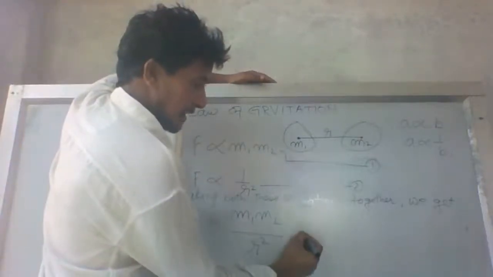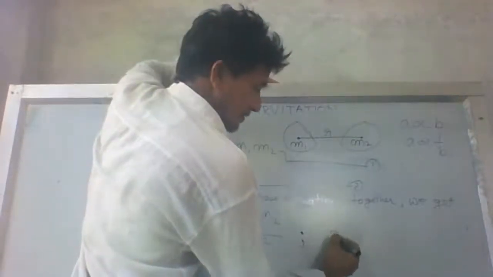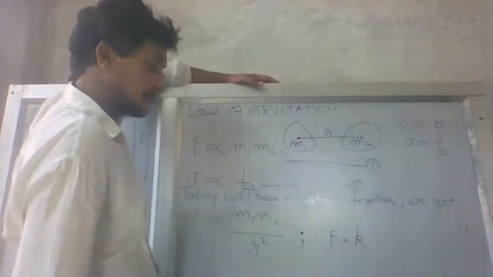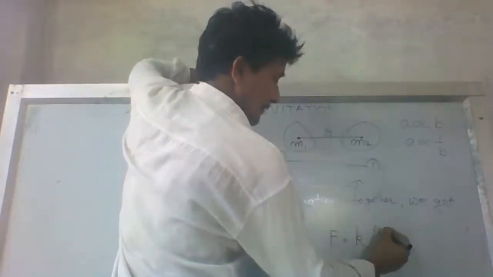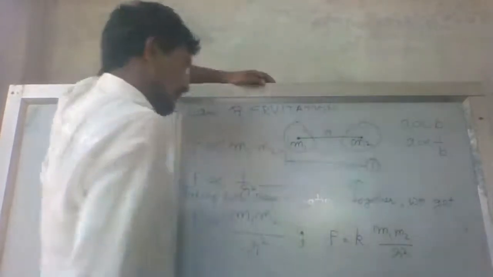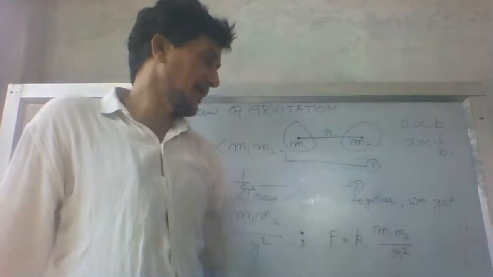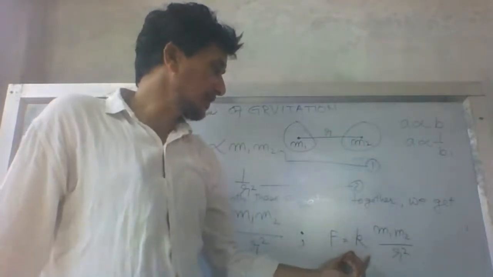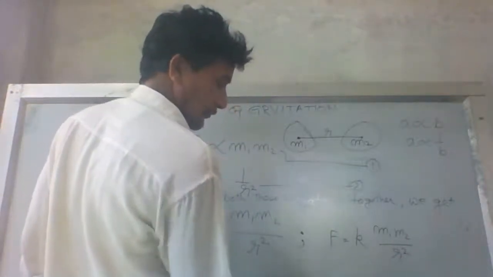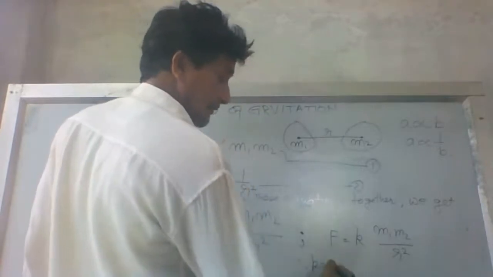So, F is equal to small k, this is the proportionality constant, M1 M2 upon R square. Rest everything is same. F is same, M1 M2 upon R square is same. But the only thing changed is called K. So you will mention here, what is this K? K is equal to constant of proportionality.